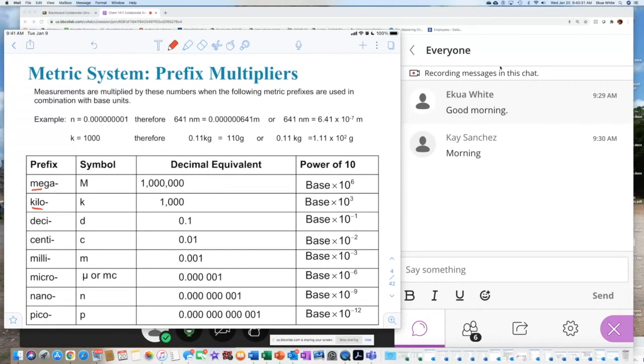Okay, so with the metric prefixes or metric system, you do have prefixes that are multipliers. And these prefixes have a purpose. When I was learning this in school, I was like, why are we learning this? This is like, okay, whatever. But it does help scientists communicate numbers.